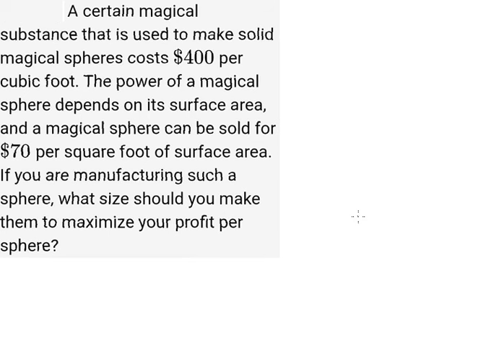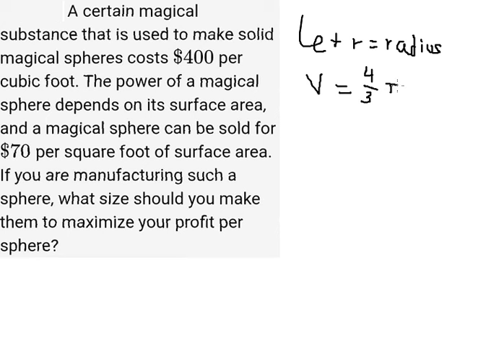So now I will show you how to answer. Let's say I will put r, that is the radius of the sphere. Now, because we know that the cost of the volume is 400 US dollars per cubic foot, the formula of the volume of the sphere is 4/3 π r to the power of 3.